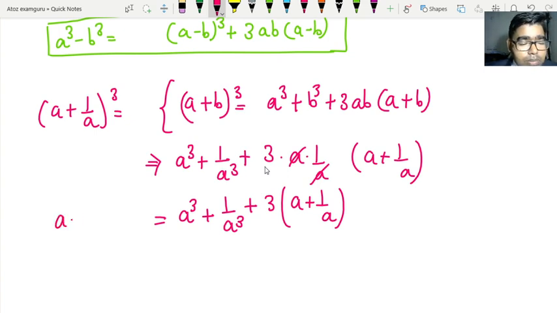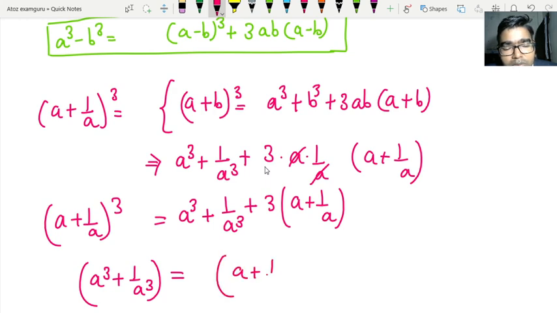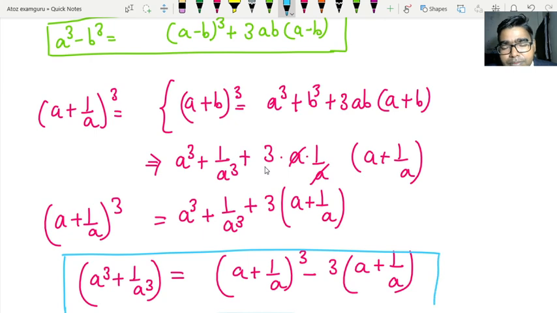This is a plus 1 upon a whole cube, and so a cube plus 1 upon a cube equal to a plus 1 by a whole cube minus thrice of a plus 1 by a. Right? So now you derive this formula, right friends?